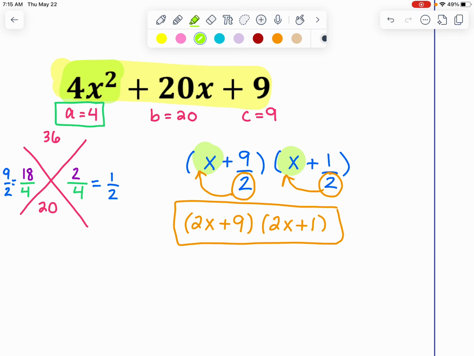So if you don't remember to first divide by A and then do bottoms up, you won't get the correct factored form. Look at my answer in orange. Let's just check. If I were to do 2x times 2x, I would get 4x squared. Okay, so that's why this step is crucial to get the correct factored form for your quadratic.